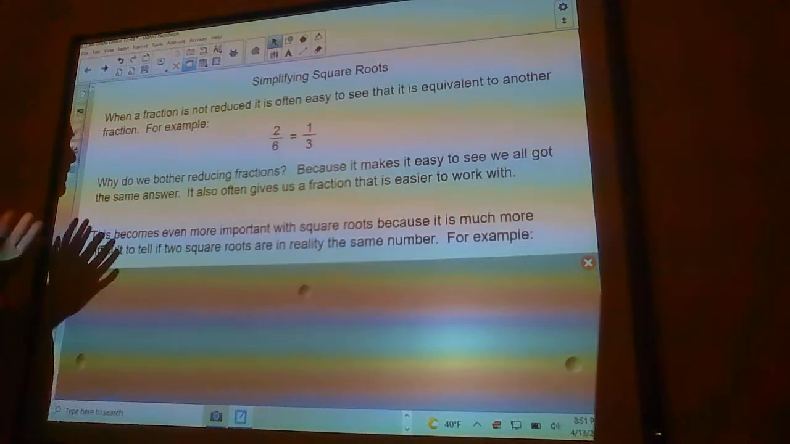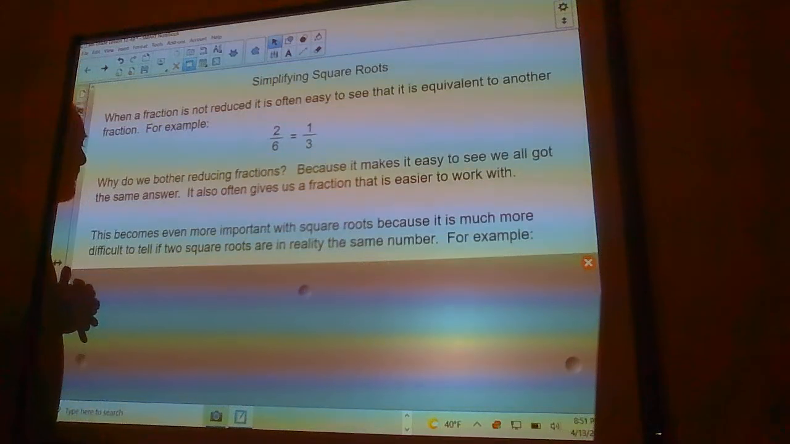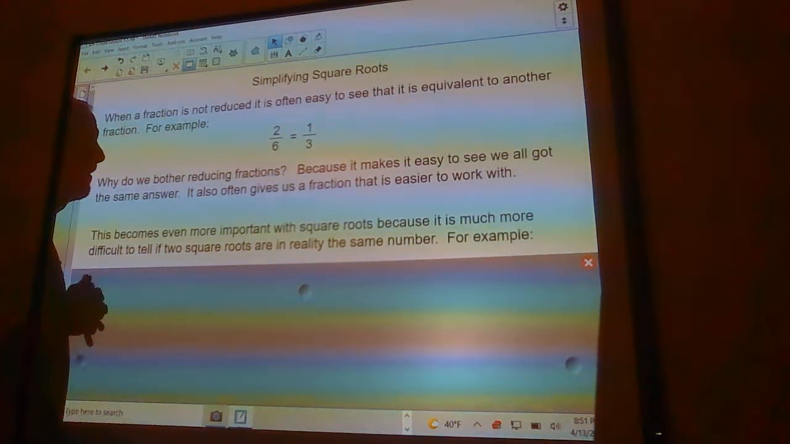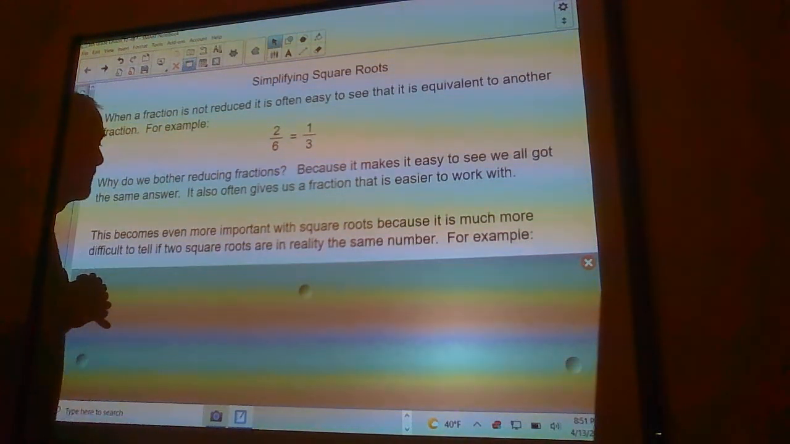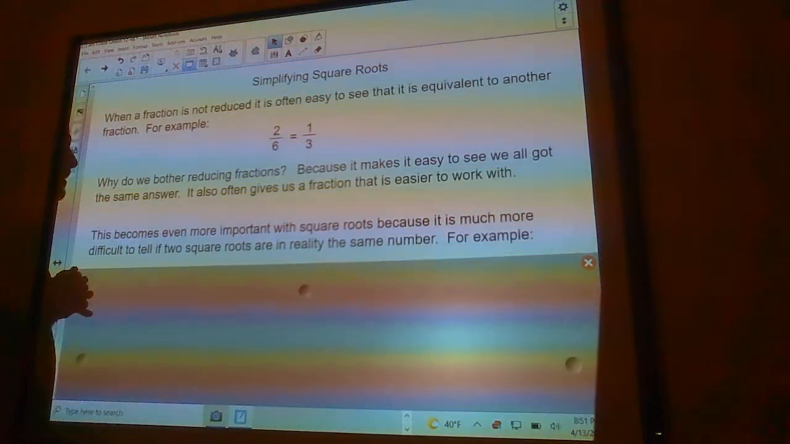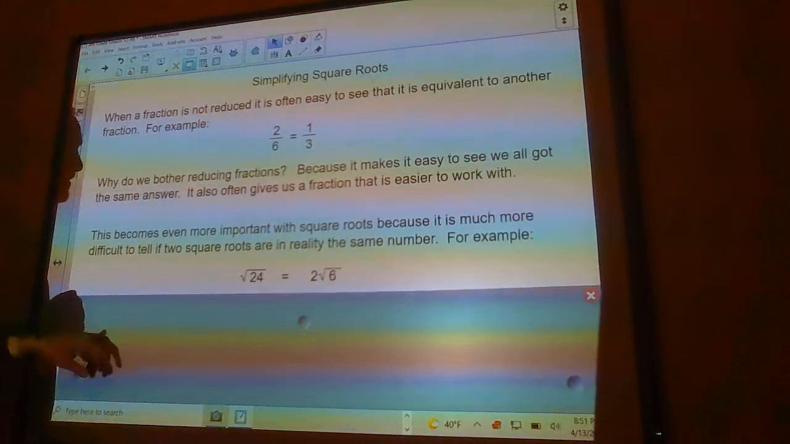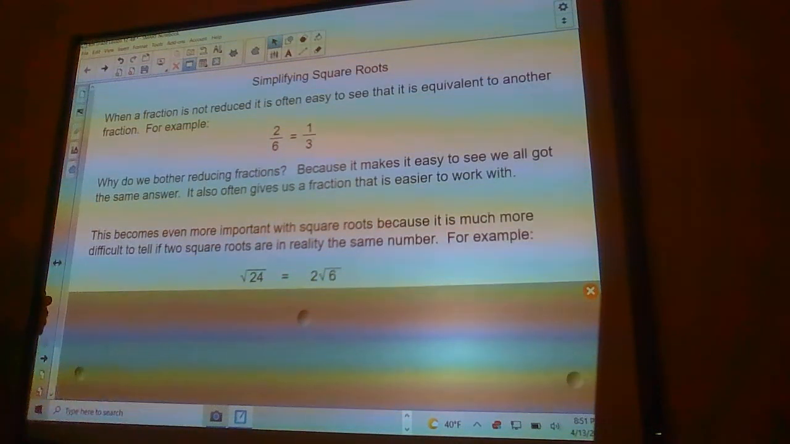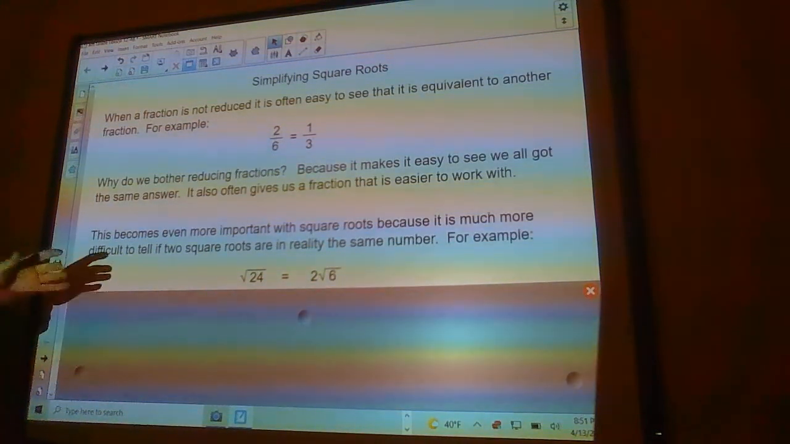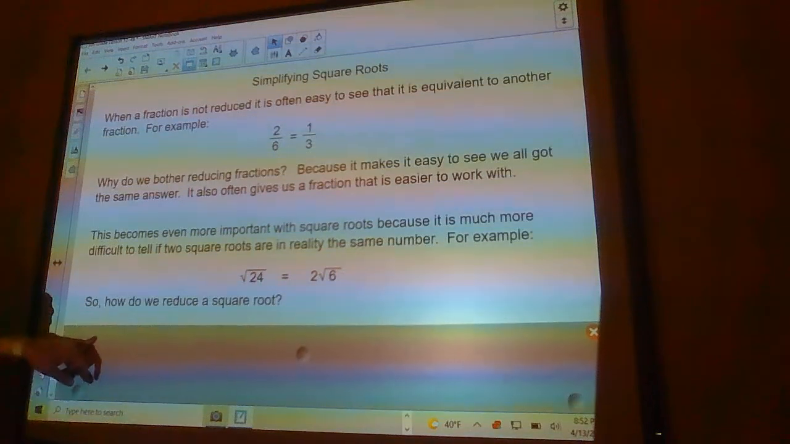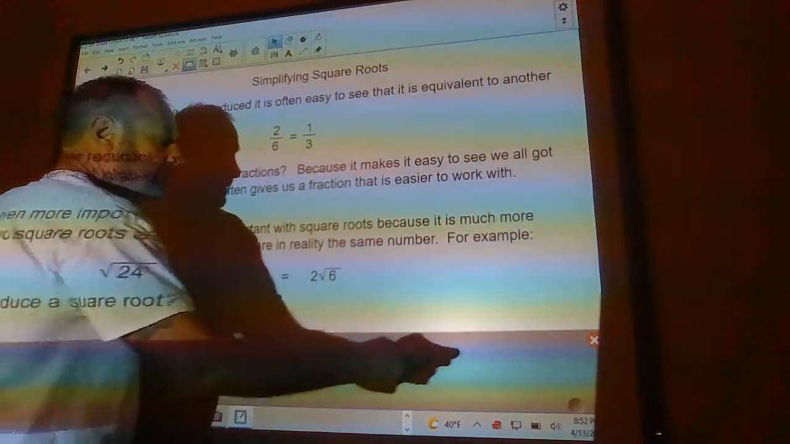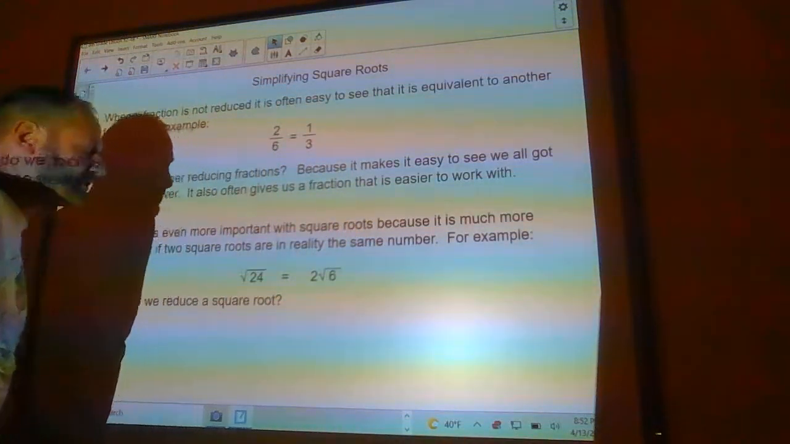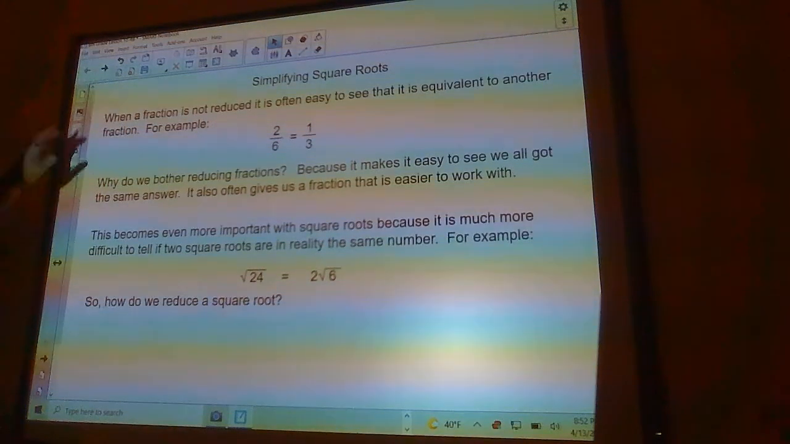This becomes even more important with square roots because it's a lot harder to tell when two square roots are equal than it is to tell two fractions. For example, can you tell square root of 24 and 2 times the square root of 6 are the same number? That's kind of hard to see. Okay, so the question is, how do we reduce a square root?